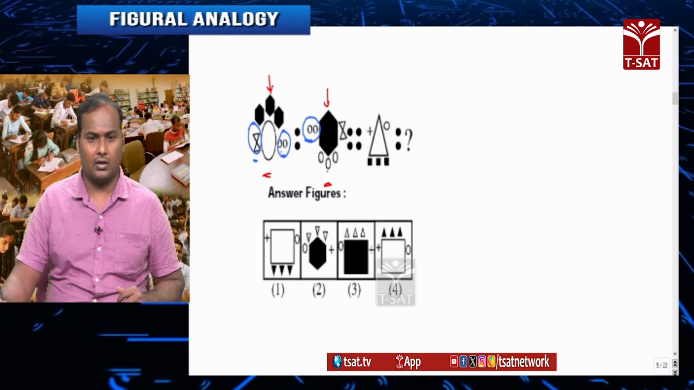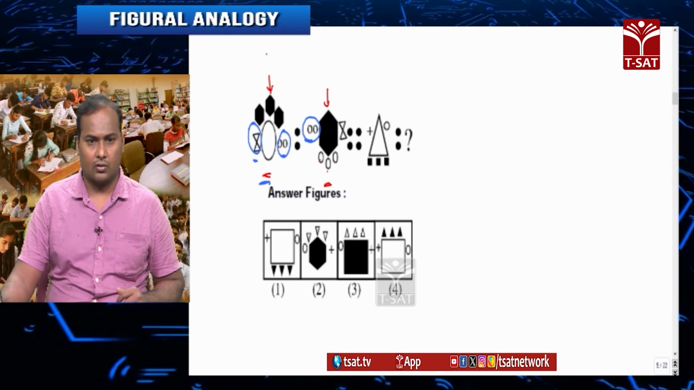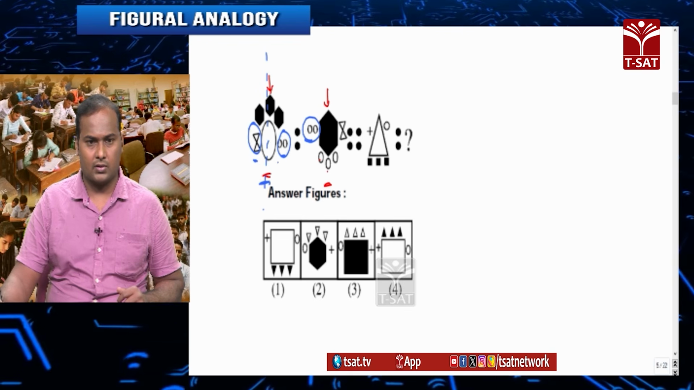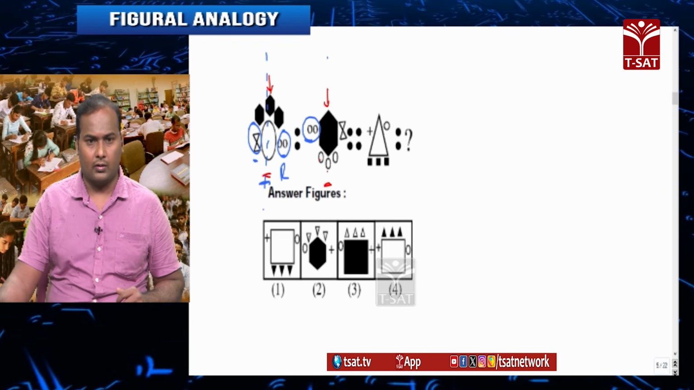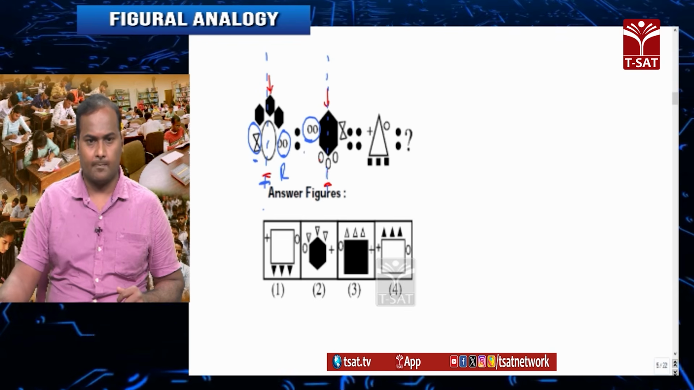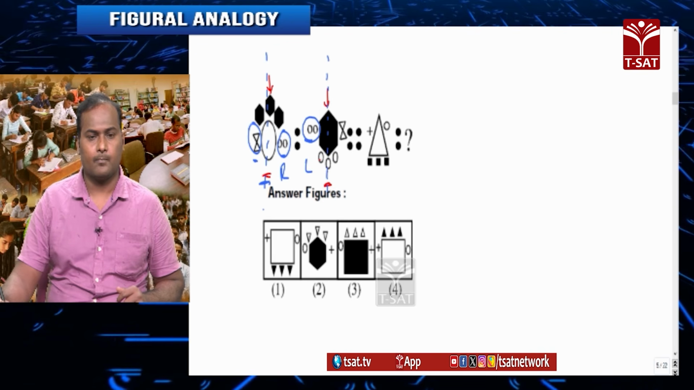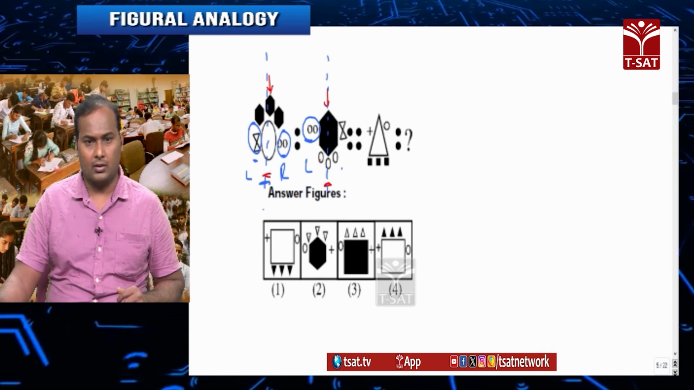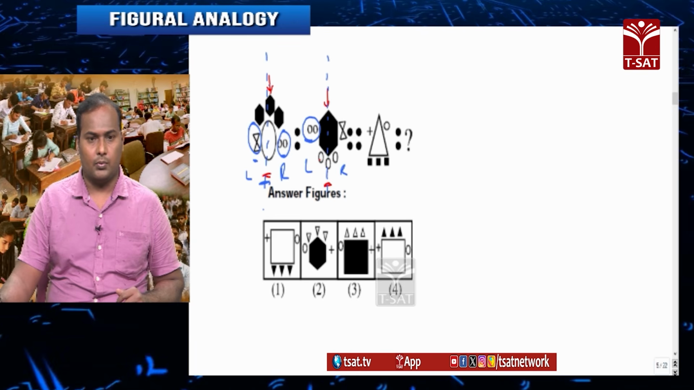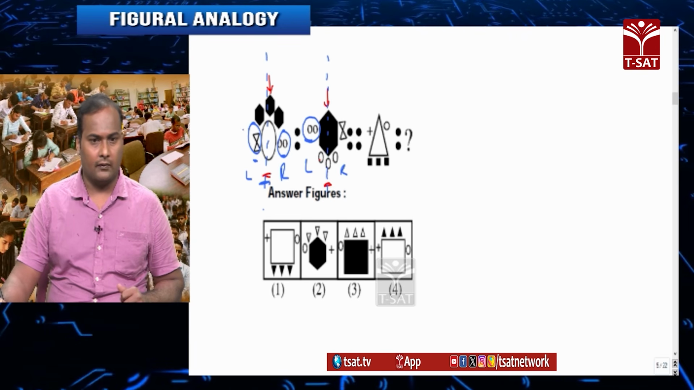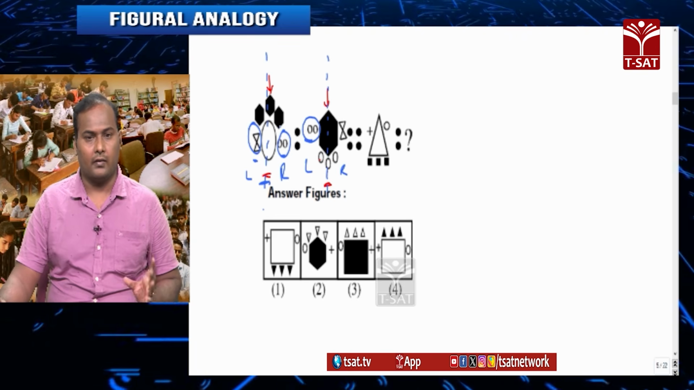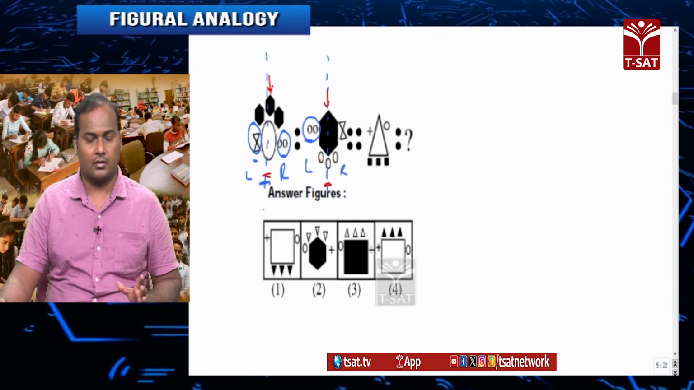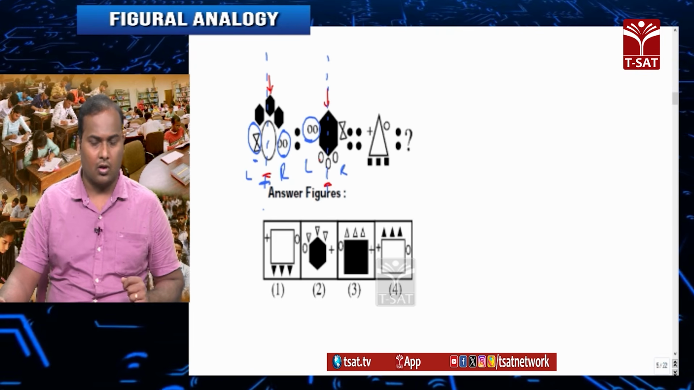So initially, whatever the initial figure, it was on the right side. You can see this one, it was on the right side. Now, if you consider with respect to this line, it came onto the left side. And the other figure, which was on the left side, now came to the right side. So top position, bottom position, left side and right side, everything is changing in this particular figure. That is the reason it looks a bit complex.